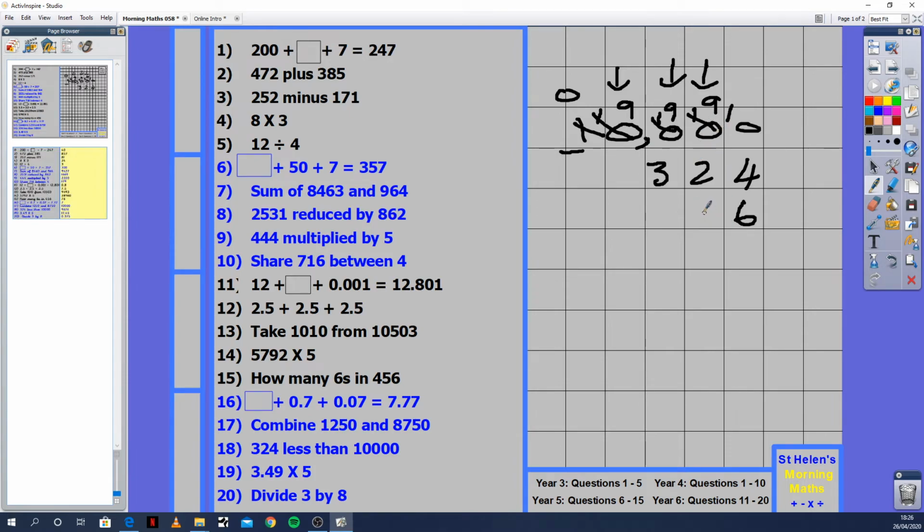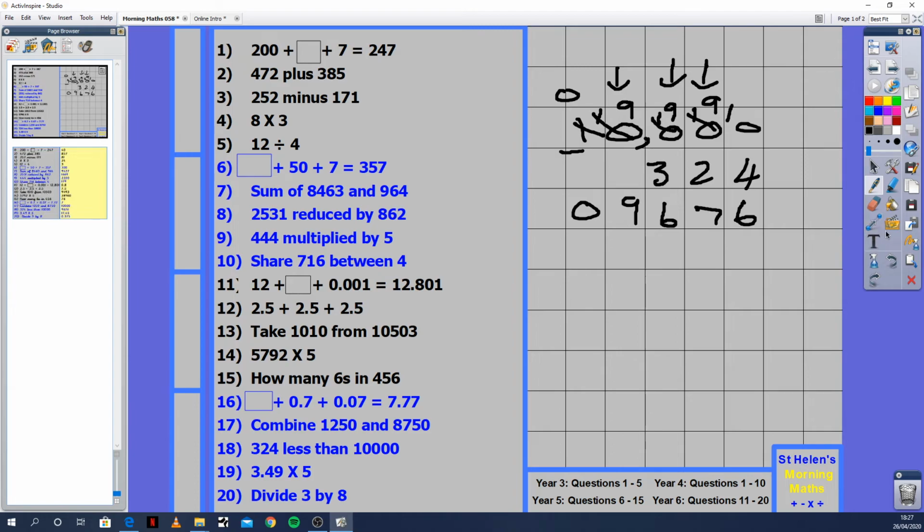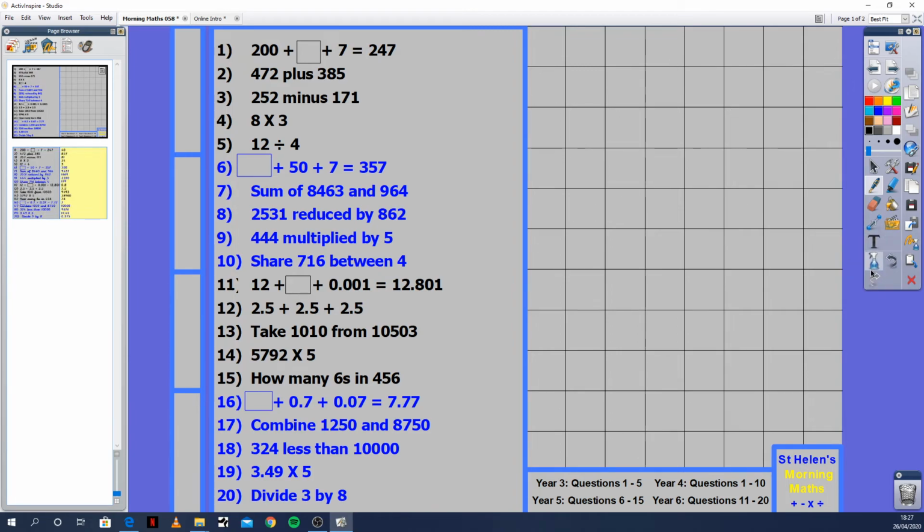9 minus 2 is 7. 9 minus 3 is 6. 9 minus nothing is 9. And 0 minus nothing is 0. And that should be 9,676. There you go. Okay. We got there in the end. And I believe we've done that one, we've done that one. I think we've done them all.